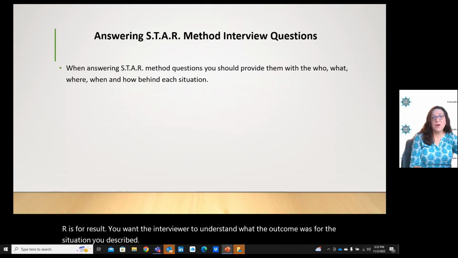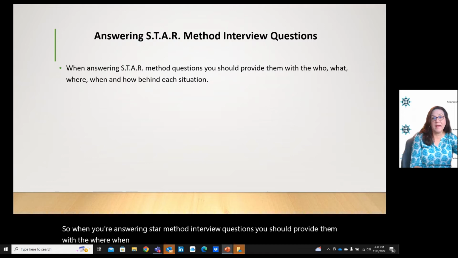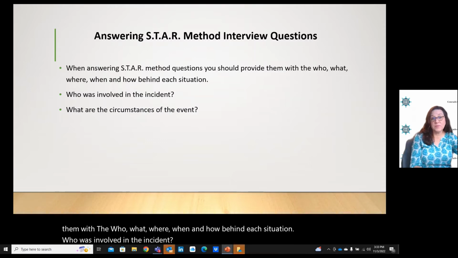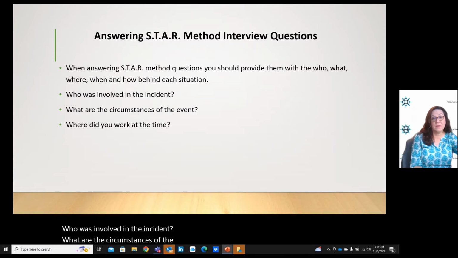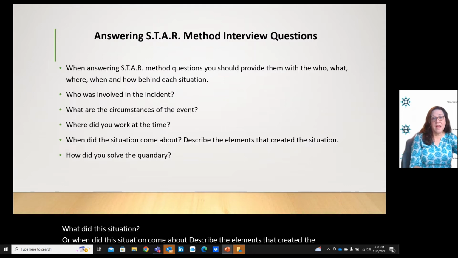So when you're answering STAR method interview questions, you should provide them with the who, what, where, when, and how behind each situation. Who was involved in the incident? What are the circumstances of the event? Where did you work at the time? What did the situation, or when did the situation come about? Describe the elements that created the situation. And how did you solve the quandary?